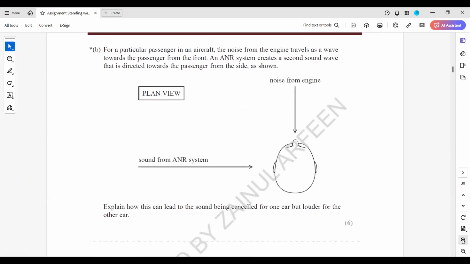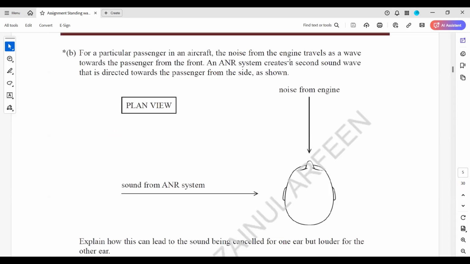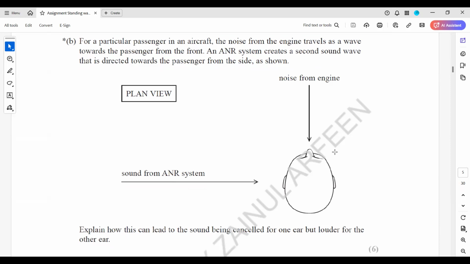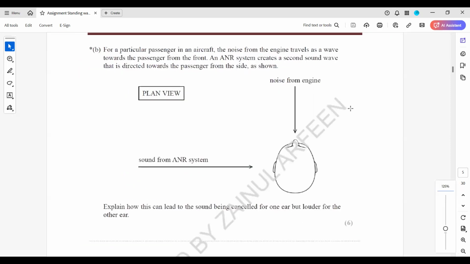Now, another example. For a particular passenger in an aircraft, the noise from the engine travels as a wave towards the passenger from the front. An ANR system creates a second wave that is in a direction towards the passenger from the side. So for example, this is representing a passenger in an airplane. So sound from the ANR system is there, and noise from the engine in this direction.